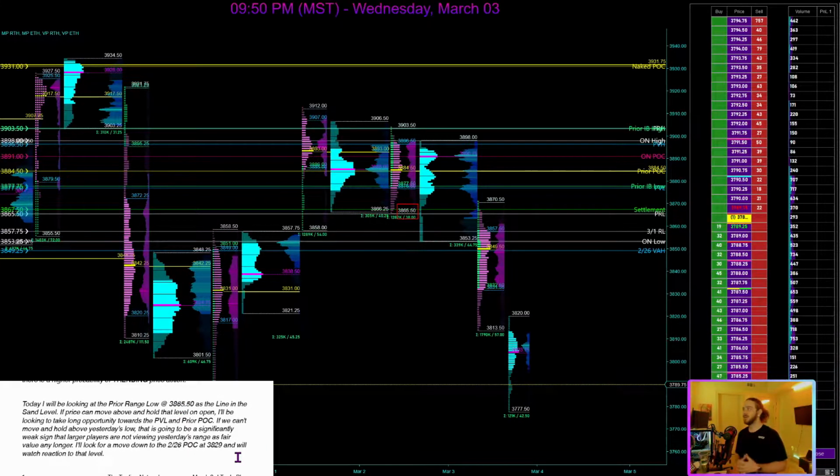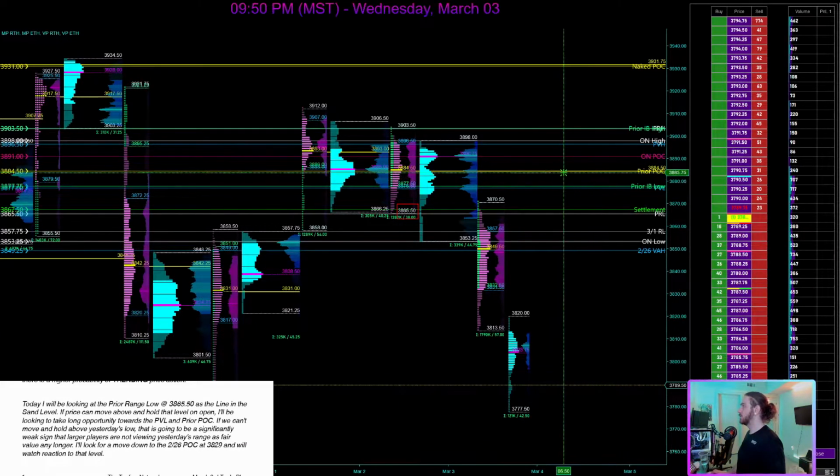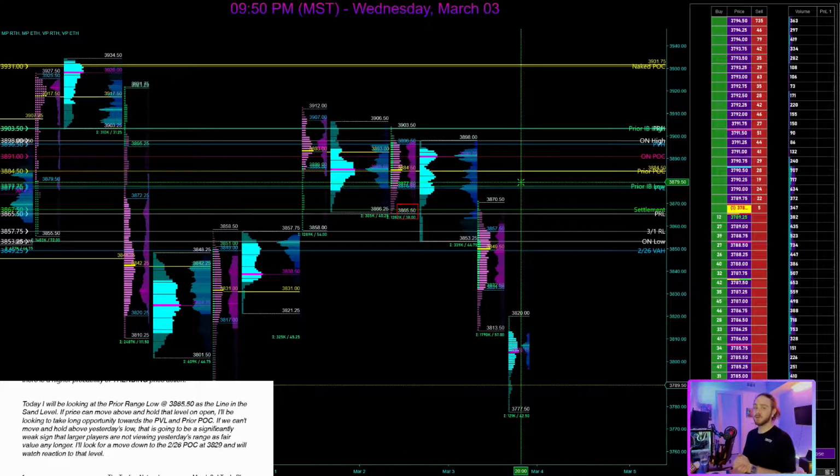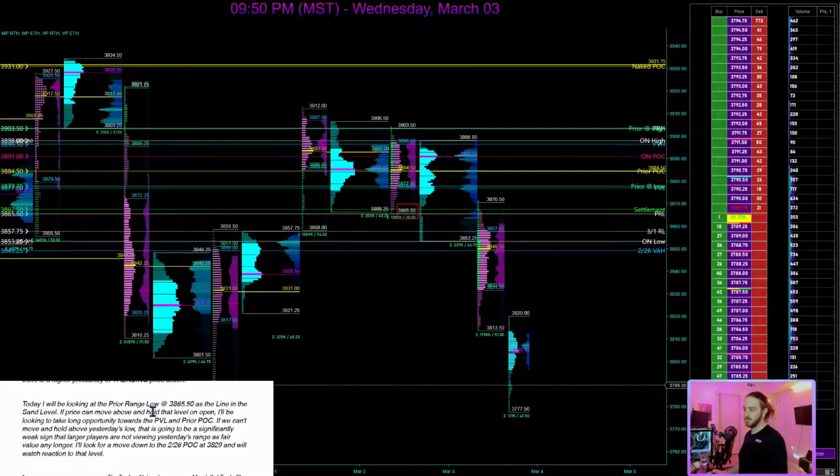If we could hold above that level, my thought was that we were going to be moving into this prior point of control, which is indeed a naked point of control, which means this is a point of control that was formed, and since it was formed, it has not been tested or touched in a regular trading hour session. So that still is an important level lingering above us as well, just to keep in mind.